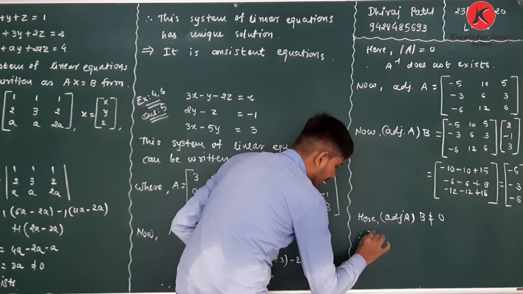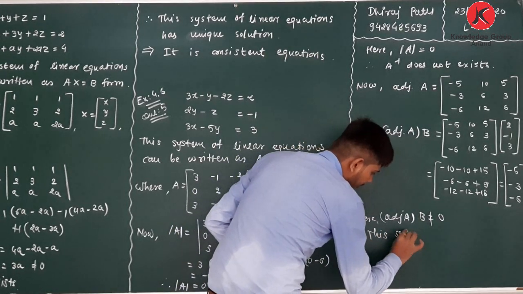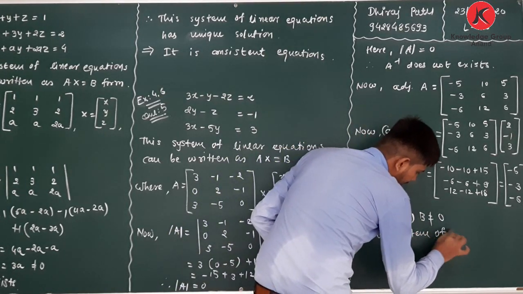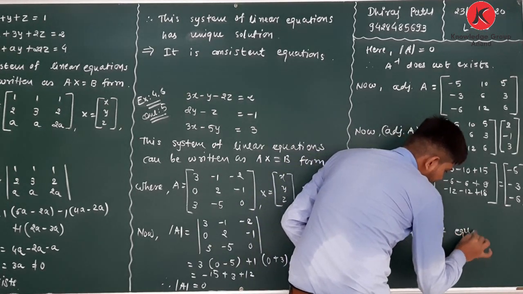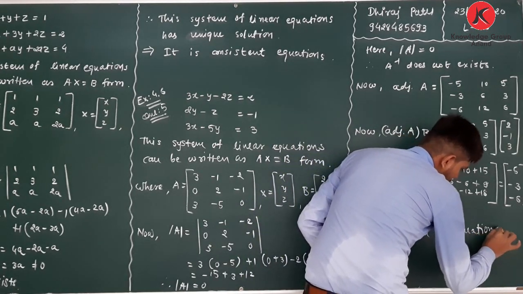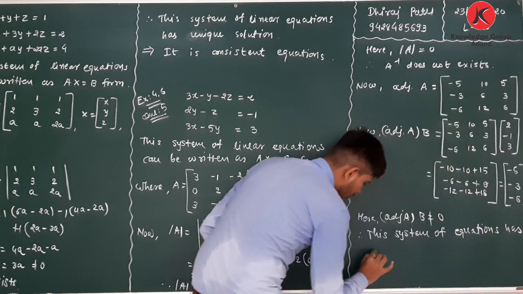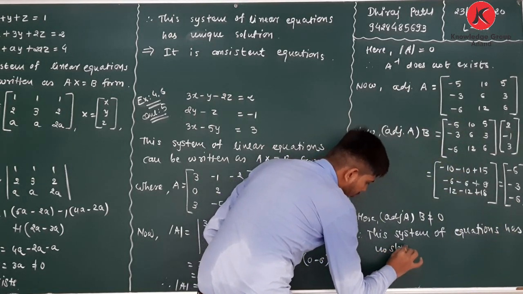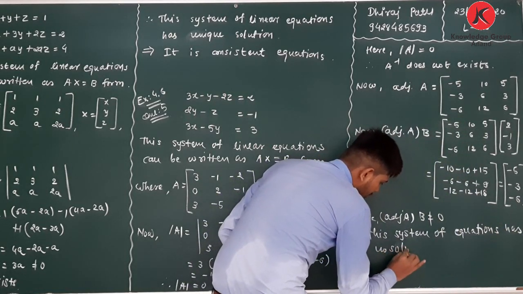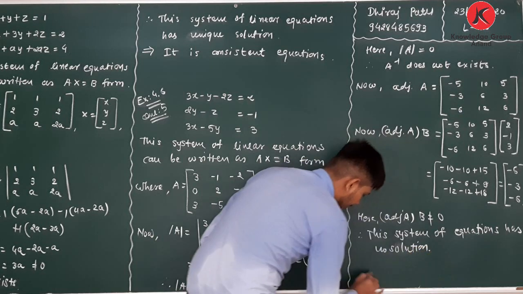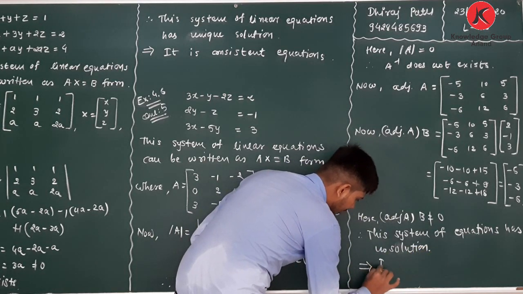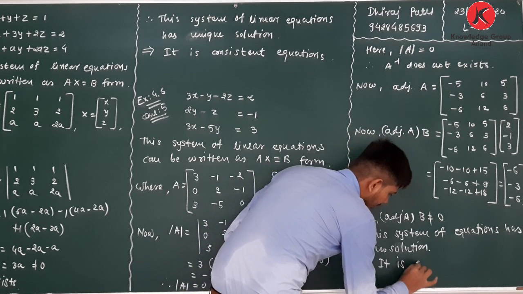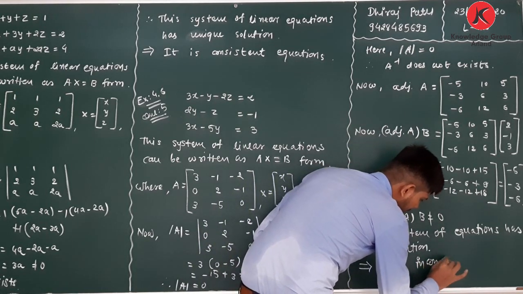Therefore we can say that this system of linear equations has no solutions. Since there is no solution, it is inconsistent equations. It is inconsistent equations.